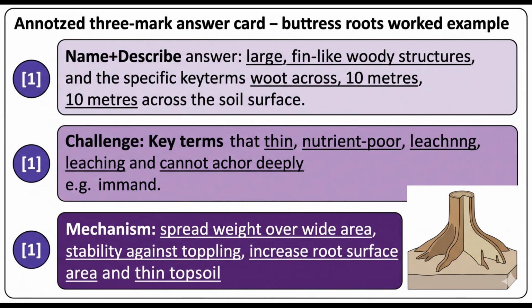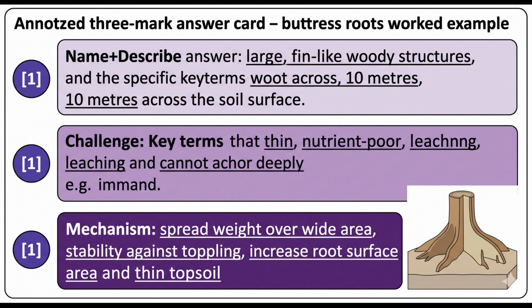Let me show you the framework in action using buttress roots. You will see this adaptation again in Chapter 2. Name and describe, 1 mark. Buttress roots are large, fin-like woody structures that extend outward from the base of a tree trunk, spreading up to 10 meters across the soil surface. 1 mark because I named it and described what it looks like.